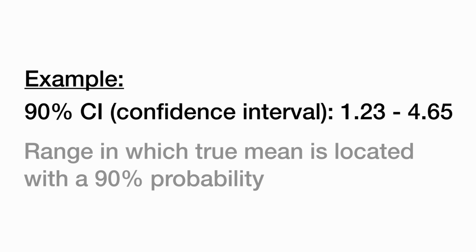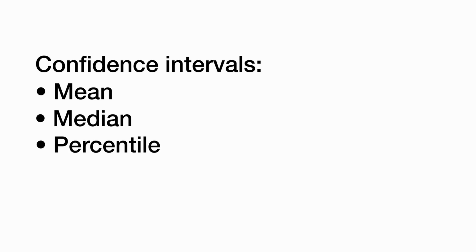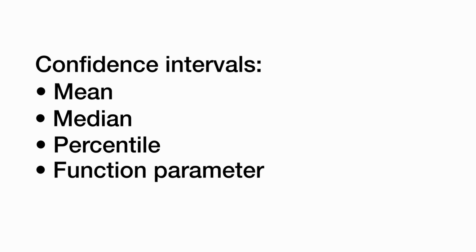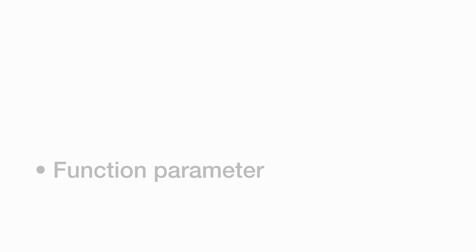Now we can calculate confidence intervals not only for the mean value, we can use them to describe uncertainty of any parameter. For example, the confidence interval of the median or of a percentile, or the confidence interval of a function parameter, estimated during curve fitting. Hence, we always have to be precise and indicate about which parameter we are talking. So this was an overview of measures of variability and uncertainty.